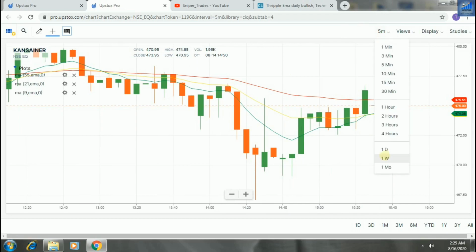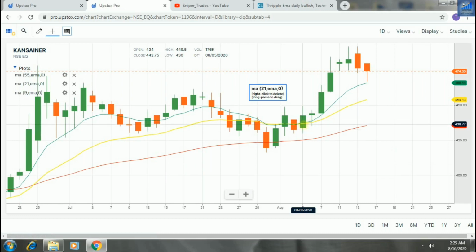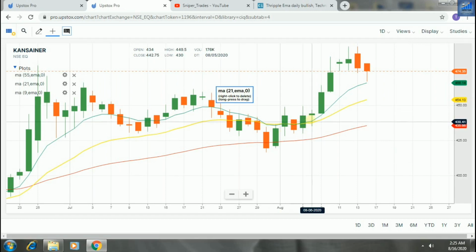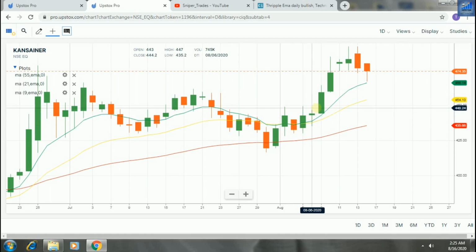Go to daily time frame. So the scanner gave the result on 5th August, that is this candle. Here we can see the long term trend is already in uptrend and the short term trend has returned back to uptrend here. So after that, see how the price has performed. It has further gone upward.